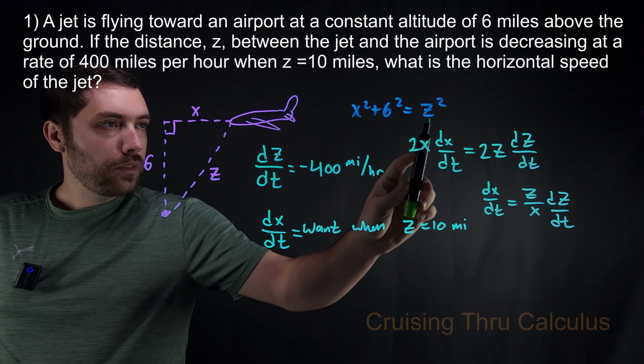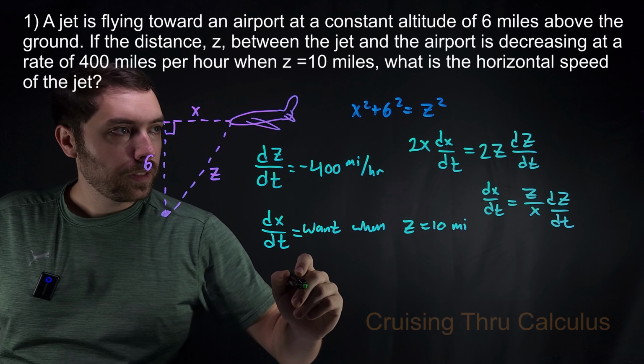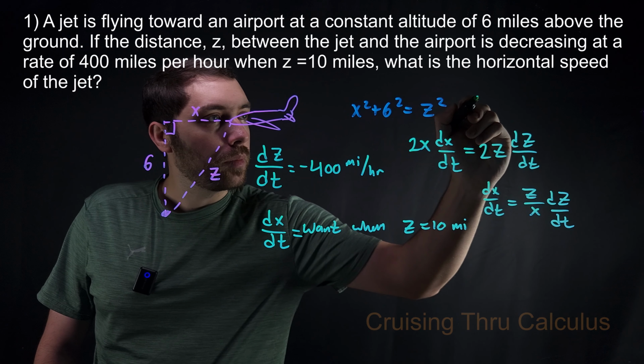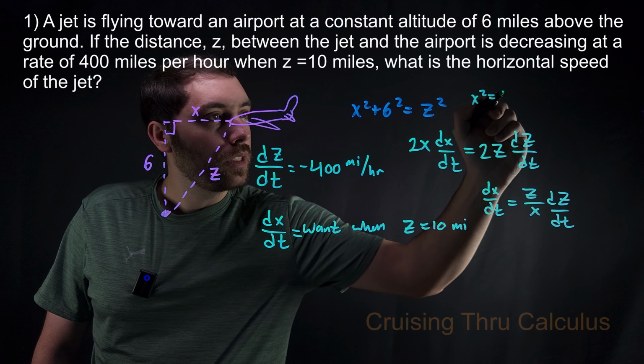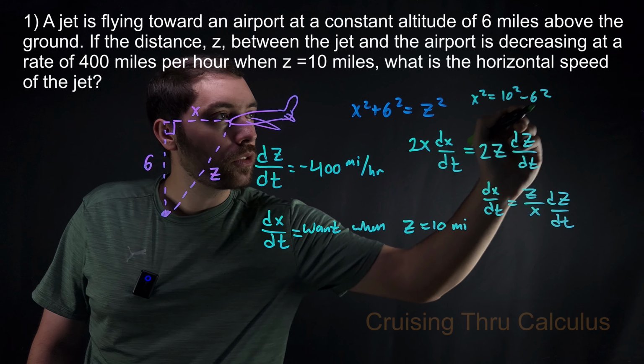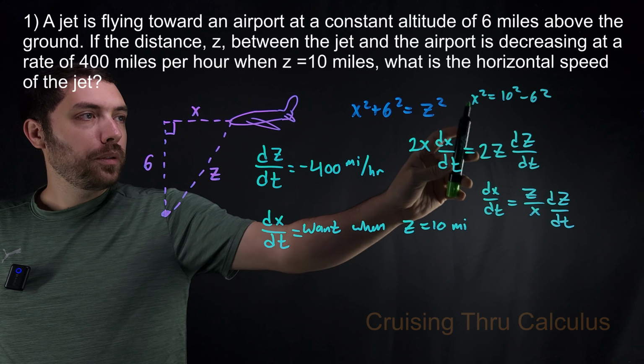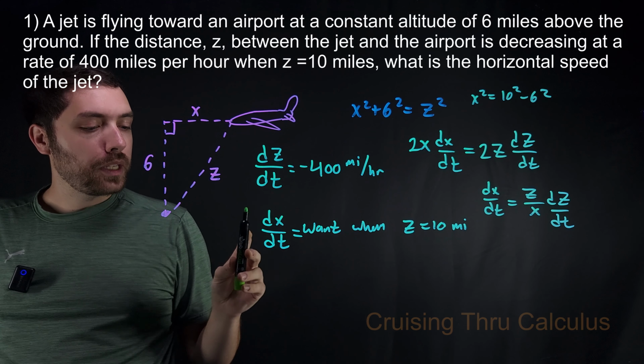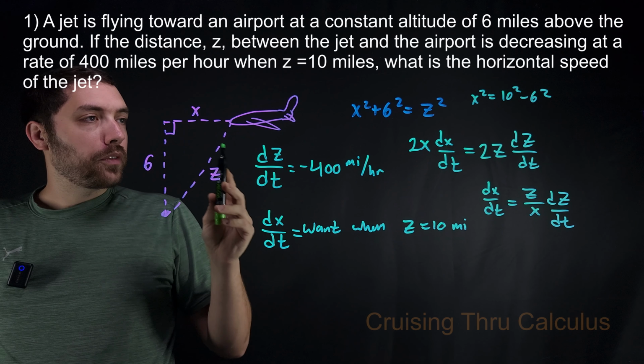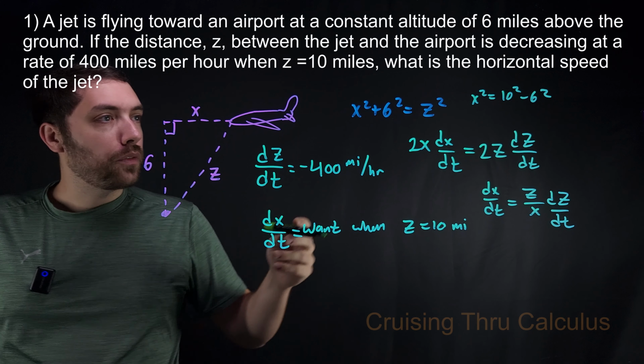So let's plug 10 in for z and solve for x here. So let me write it over here. It's going to be x squared is equal to 10 squared minus 6 squared. So that's 100 minus 36. That's going to be 64. And then we have to find the square root of both sides. The square root of 64 is 8.